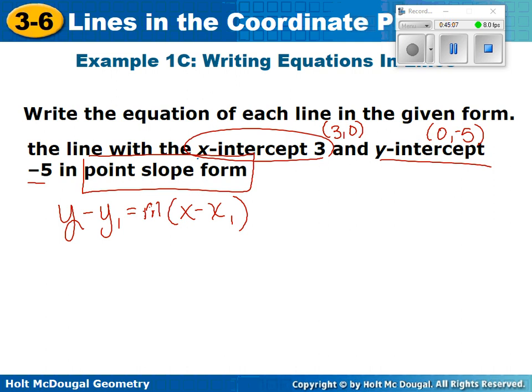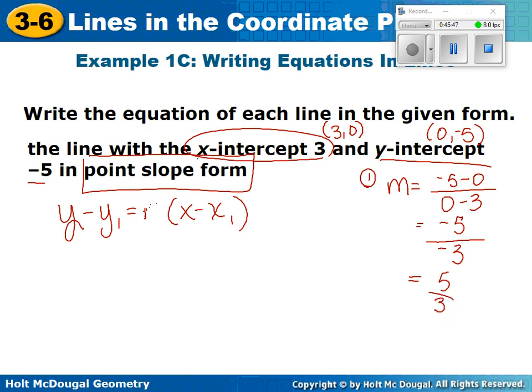Okay, y1, x1, and m. How do we find slope if we have these 2 points? Slope formula. So let's start there. So slope is equal to, what's going to go on top? -5 minus 0. What's going to go on bottom? 0 minus 3. So that becomes what on top? -5. What do we get on the bottom? -5 over -3 becomes +5 over 3. Is everybody with me on how we found slope?